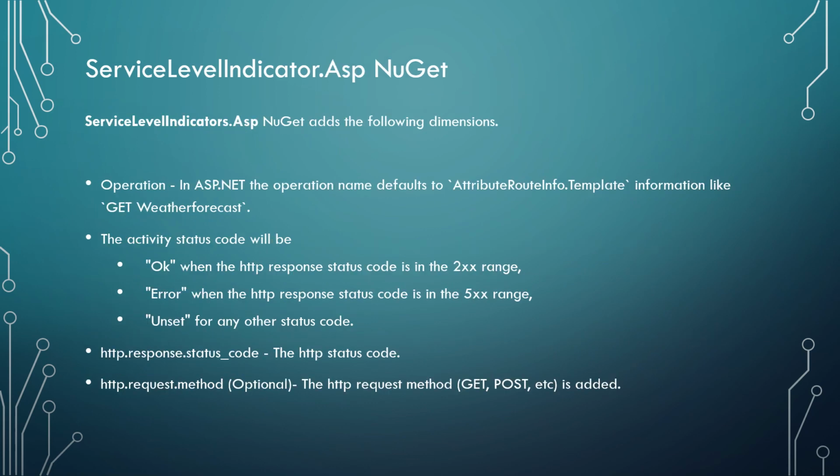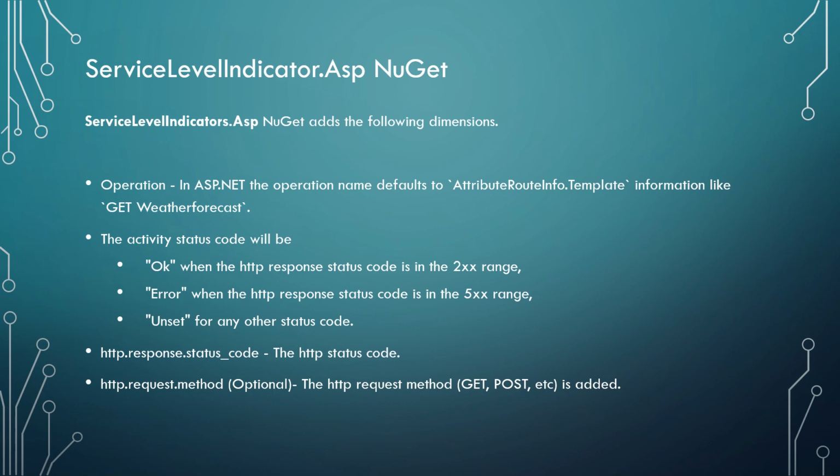If you're developing a .NET Core web API, then service level indicators.asp is the NuGet package that you want to take dependency on. By default, it does the right thing for most services. For example, the operation name is set to the HTTP method plus the route. Your activity status code is set to OK, error, or unset based on the HTTP status code. So 200 would be OK range, 500 is error range. And things that are like authorization failure, validation failure, which is neither success or error, will be in unset stage.